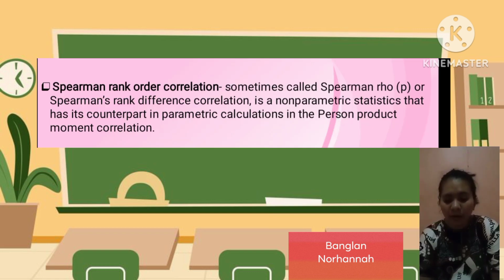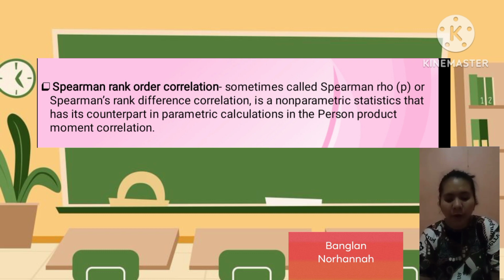Spearman rank order correlation, sometimes called Spearman rho or Spearman rank difference correlation, is a nonparametric statistic that has its counterpart in parametric calculations in the Pearson product-moment correlation.